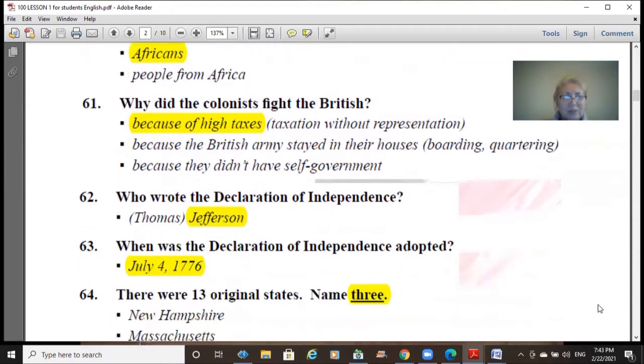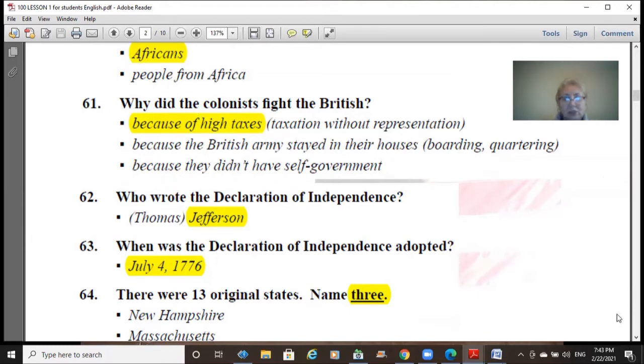Next one, number 61, why did the colonists fight the British? Because of high taxes. That's all I want you to remember. You do not need to memorize what you see in brackets. So because of high taxes would be enough.